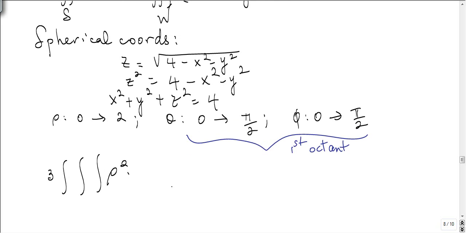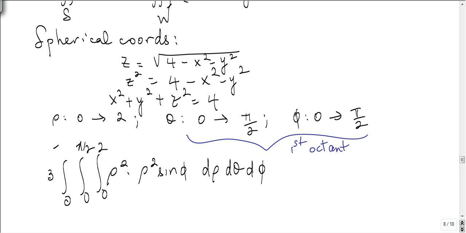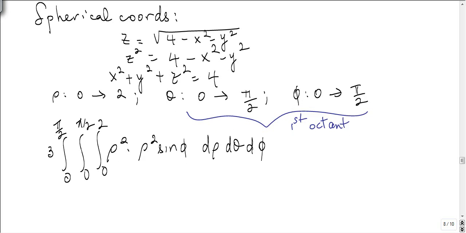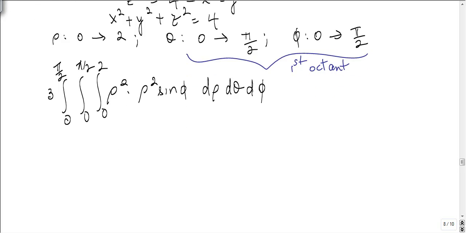What is our Jacobian? Sine phi. Okay, so d rho d theta. I can't remember what order I use, but it really doesn't matter because they are all constants, right? 0 to 2, 0 to pi over 2, 0 to pi over 2. Okay, let's simplify that, and this should not be too hard to integrate.